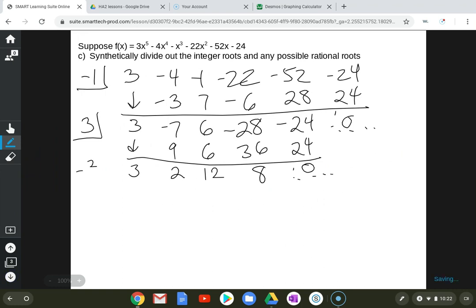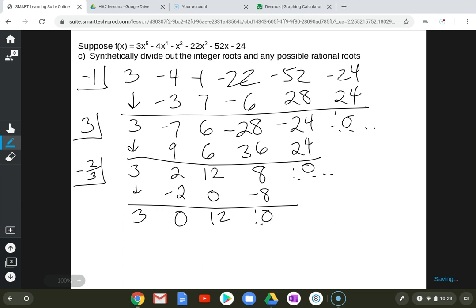So -2/3, putting my line, bring down the 3, -2, 0, 0, 12, -8, 0, and it worked. All right, so we have just divided out all of our integer and possible rational roots. So far we have found actual roots at x equals -1, x equals 3, and x equals -2/3. What is left when we divide all of those out?